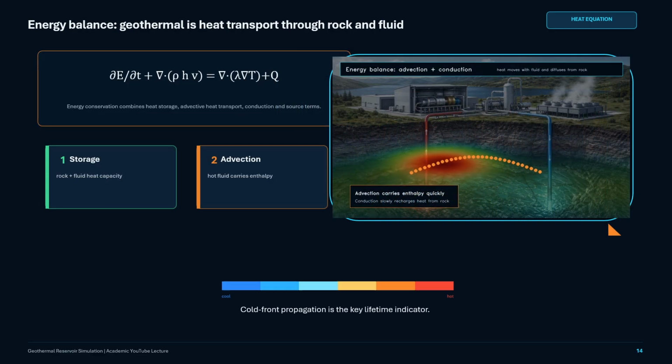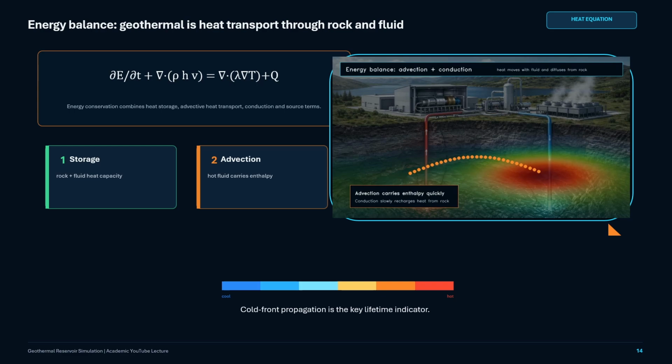Energy conservation is the heart of geothermal simulation. The reservoir stores heat in both rock and fluid. Flow carries heat by advection, while temperature gradients move heat by conduction. Wells add or remove energy through injection and production. A good geothermal simulator must capture all of these terms.